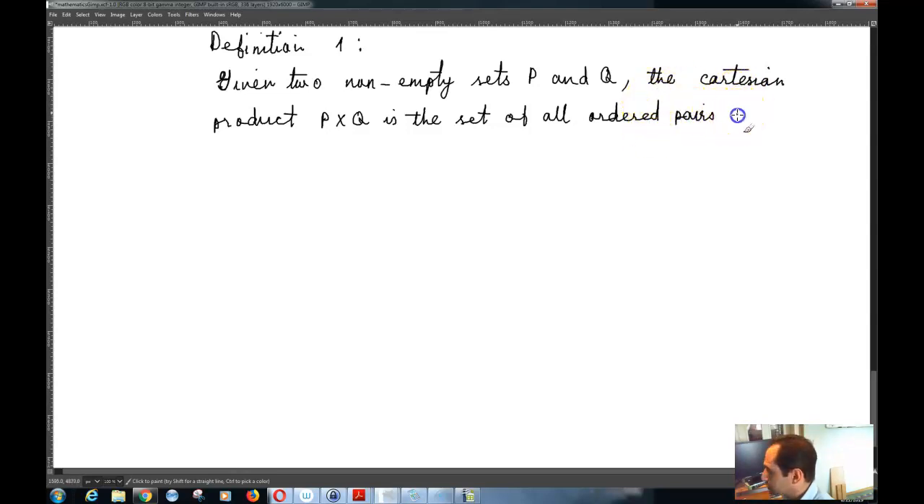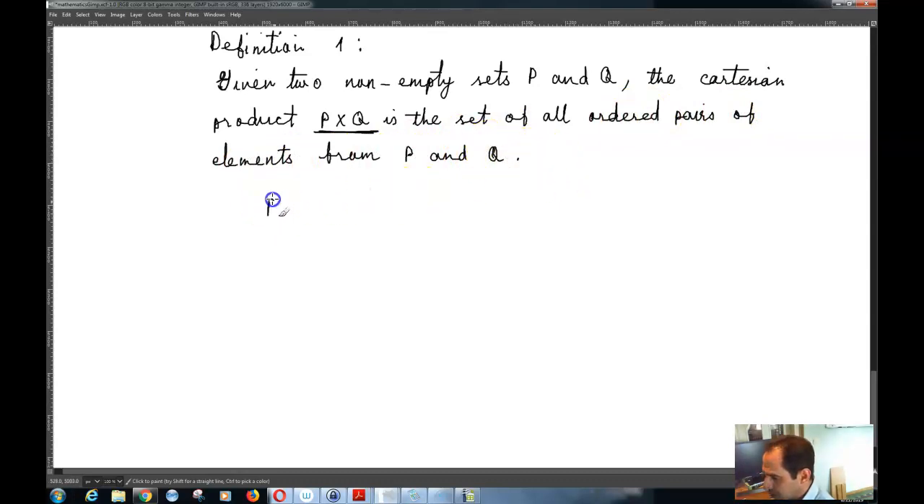of elements from P and Q. So basically, given two non-empty sets P and Q, the Cartesian product P times Q is the set of all ordered pairs of elements from P and Q.